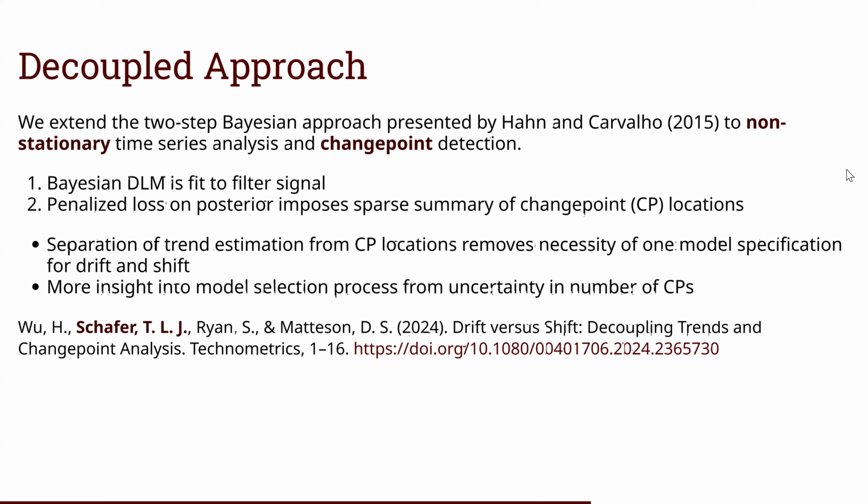Okay, so the first step is you fit any one of those models I already showed, and you get some MCMC samples in your hands. And then the second is you do a penalized loss to transform the posterior into a discrete inference. So we can separate the two components, the smooth trend from the discrete inference. Compared to other change point algorithms, we can have more insights by using our posteriors as some uncertainty quantification.